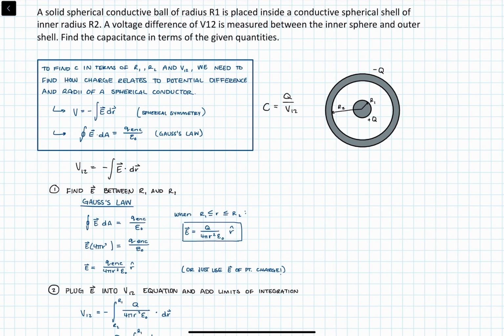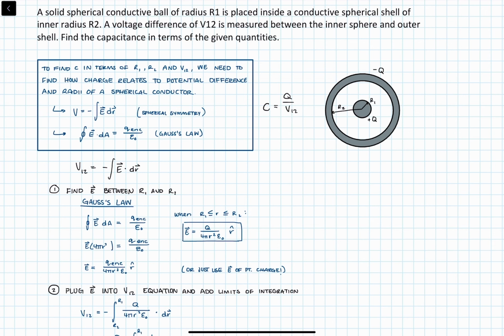This is question 1 on midterm 2. The question says, a solid spherical conductive ball of radius R1 is placed inside a conductive spherical shell of inner radius R2. There's a voltage difference of V12 measured between the inner sphere and the outer shell. We have to find the capacitance in terms of the given quantities, which are R1, R2, and V12.